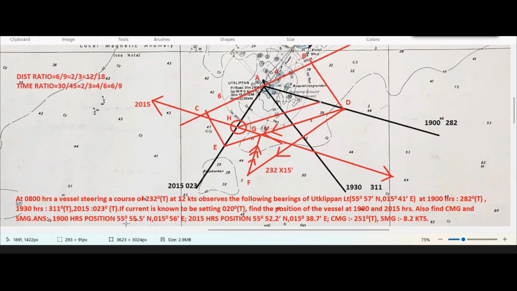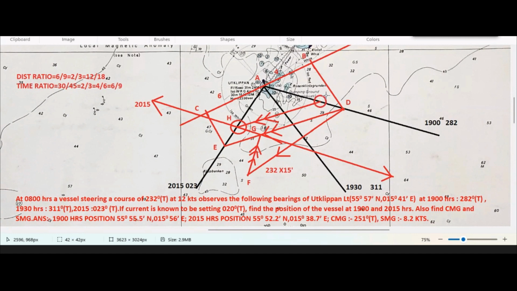Oh no, 1900 hours position is needed. Yes, here 1900 hours is also needed. Yes, we have to draw back. Okay, so this is your course made good. I am drawing back. Drawing back means parallel. And wherever it cuts the first bearing, suppose this is your I point. This will be your position of the vessel at 1900 hours.